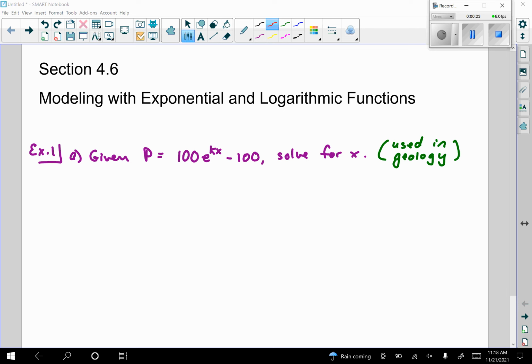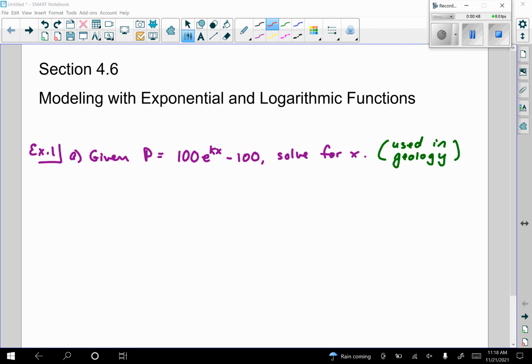Our first example here is we're going to go back to what we were doing at the very beginning of the semester, which was to solve for an indicated variable, and it just gives us practice working with the exponential functions that we've been working with so far. But instead of getting an actual answer, it's just solving for one variable in terms of another. So let's take a look at part A of example 1.